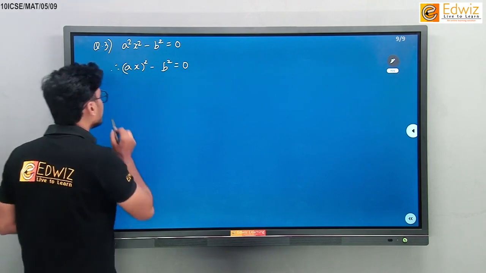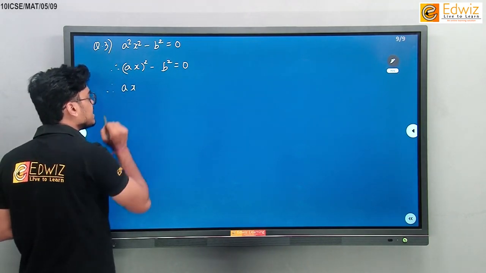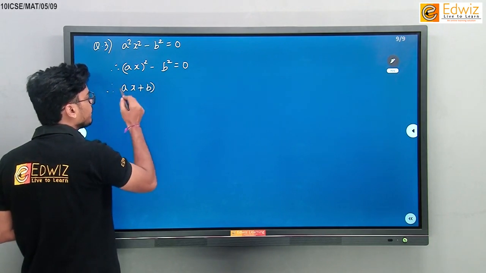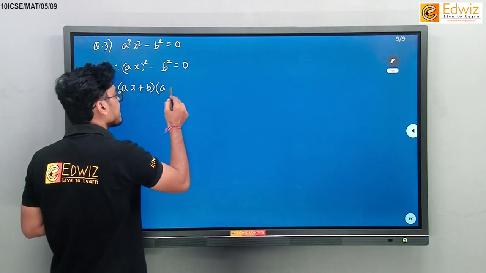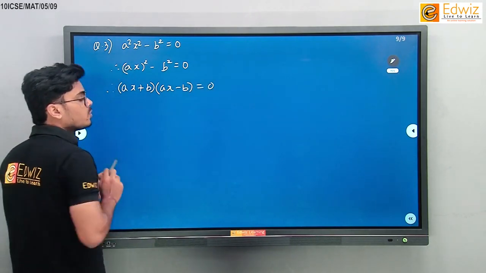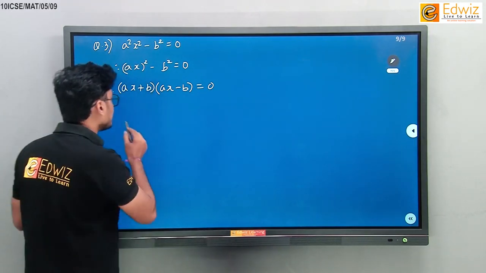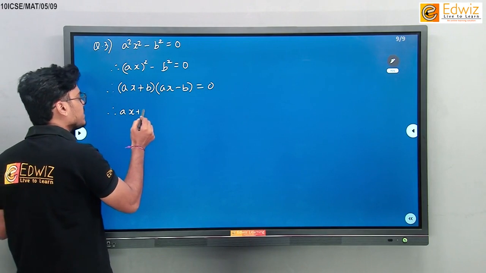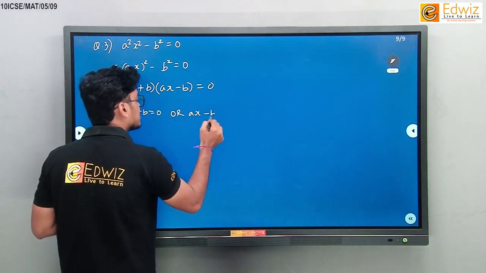So what does the identity tell you? That a square minus b square is a plus b, which in this case is ax plus b, multiplied by a minus b, which here is ax minus b. Okay, so you are getting a product of two terms multiplied. The answer is 0. That means ax plus b will be equal to 0 or ax minus b equal to 0.